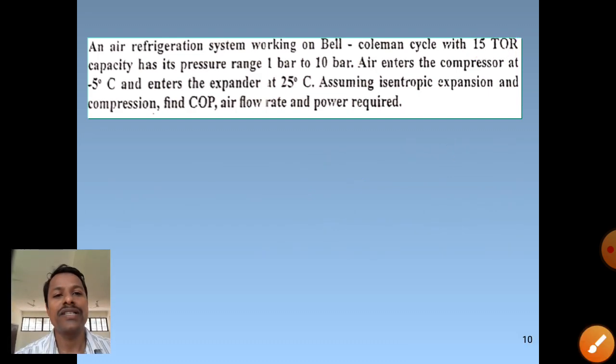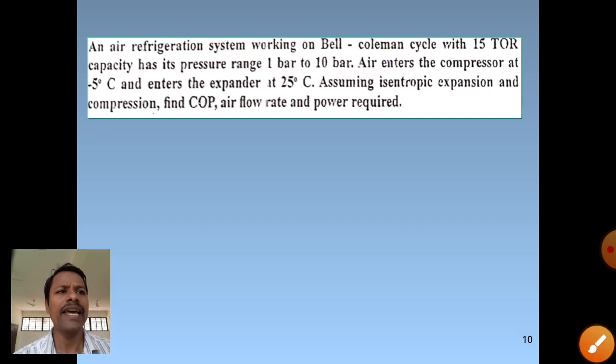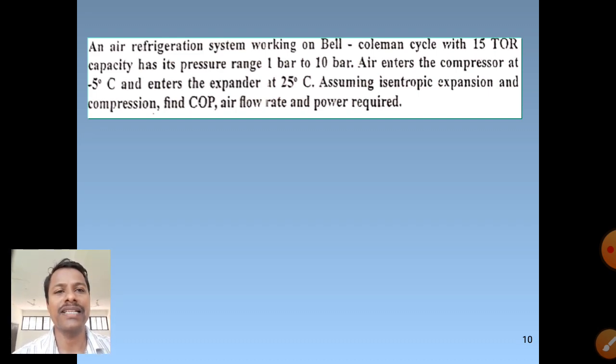So now this is the refrigerator capacity in the present problem statement. It has a pressure range, meaning we are compressing the air from 1 bar to 10 bar, that is P2 is equal to 10 bar and P1 is equal to 1 bar. Air enters the compressor at minus 5 degrees Celsius, that is the T1 temperature given at the compressor inlet, or you can say the cold chamber temperature, and enters the expander at 25 degrees Celsius, that is the condenser outlet temperature. So entry to the expander, that is entry to the turbine, is nothing but what?